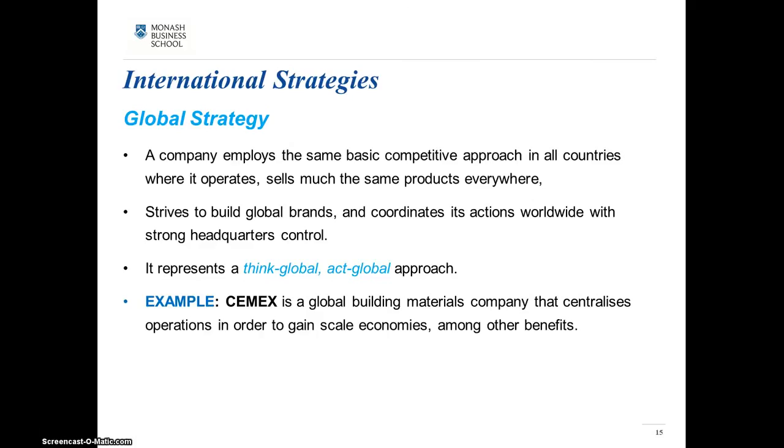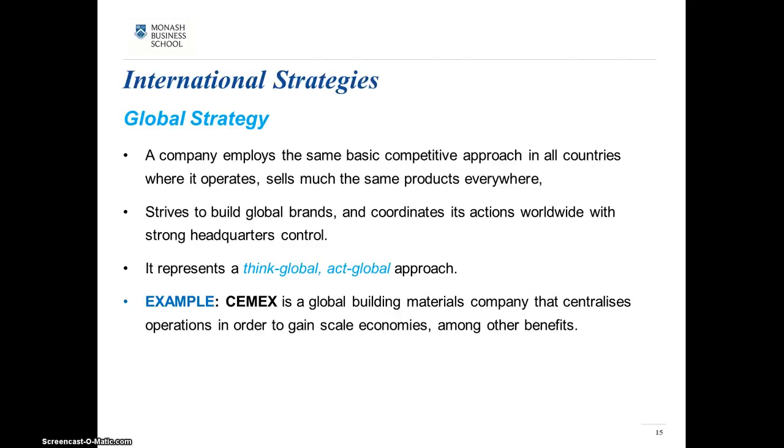The opposite of the multi-domestic strategy is the global strategy, and this is where we have a high focus on standardization and global integration with a low focus on local responsiveness. This is where a company employs the same basic competitive approach in all countries where it operates and sells much the same thing everywhere. So it's not tailored to meet the specific markets here. Everything is pretty much the same irrespective of what country you're selling it in. This is where you as a firm strive to build global brands and coordinate your actions worldwide, with the headquarters having the main control over all the key strategic decisions. And as such, it is very much a think global, act global approach.